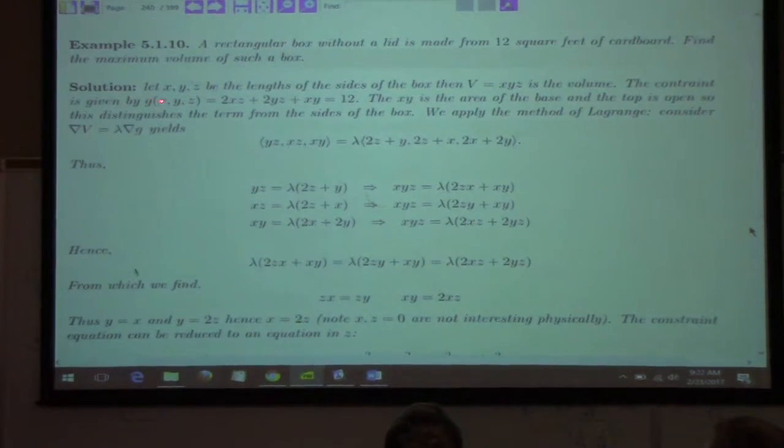And what's the constraint? Well, did you guys understand why this is? I need to draw a picture for this one.